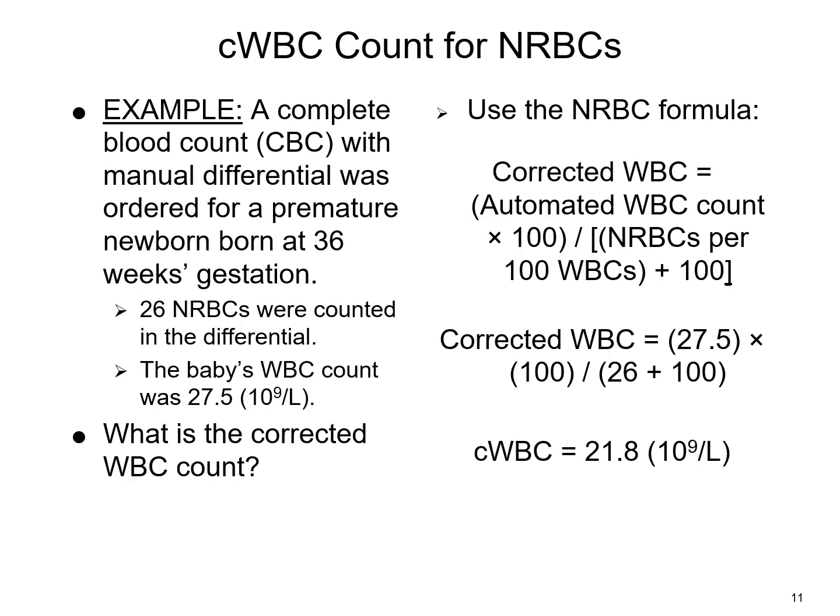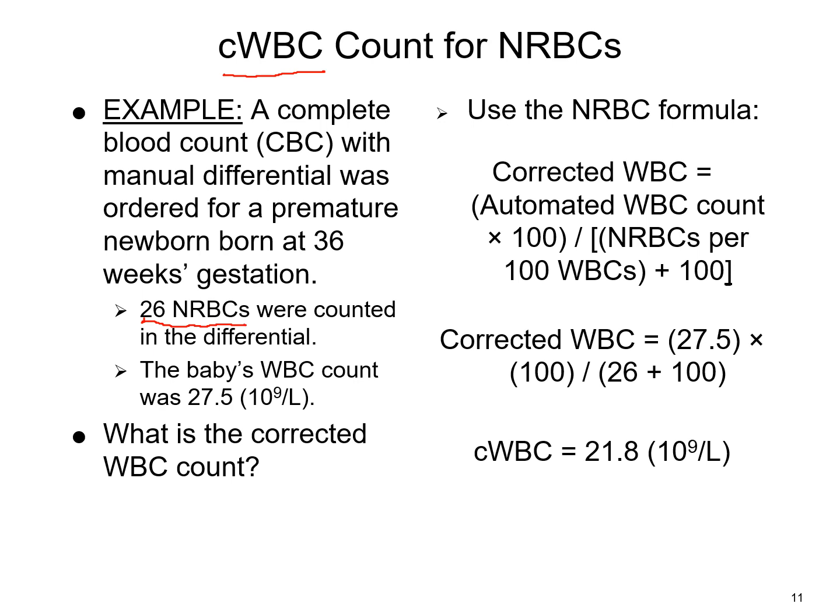So here we have an example of doing a corrected white blood cell count. I also want to point out that when you indicate that a white blood cell count is corrected, it will have a lowercase c at the beginning to indicate a corrected white blood cell count. In this particular example, it was a premature newborn that was born at 36 weeks gestation with a nucleated red blood cell count of 26 when they were doing the differential. They counted 100 white blood cells, and while they were doing that count, they saw an additional 26 nucleated red blood cells.